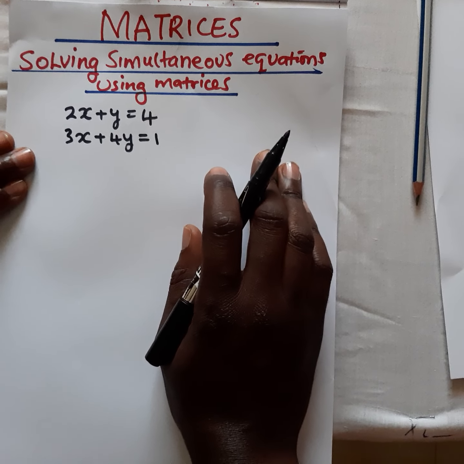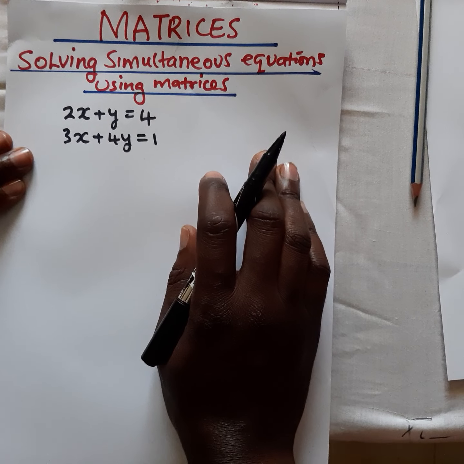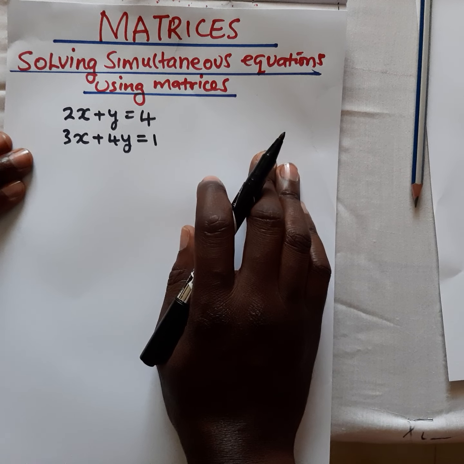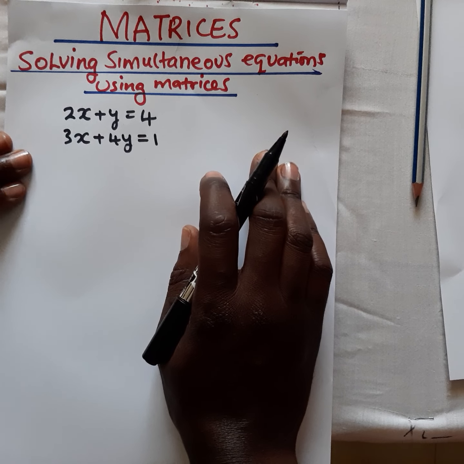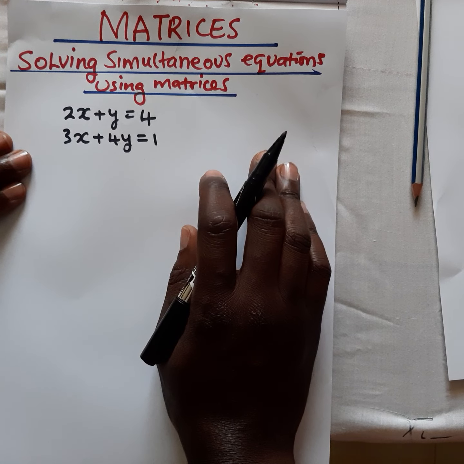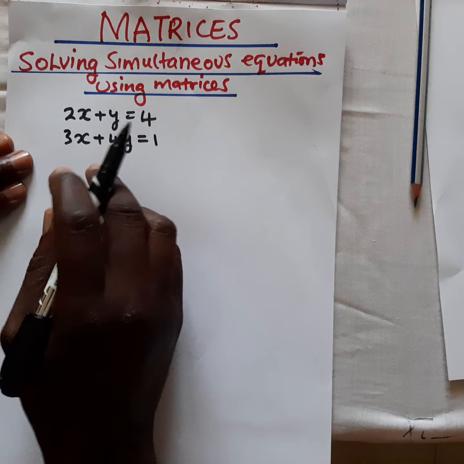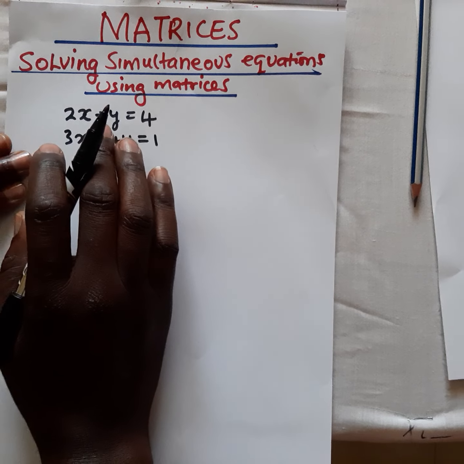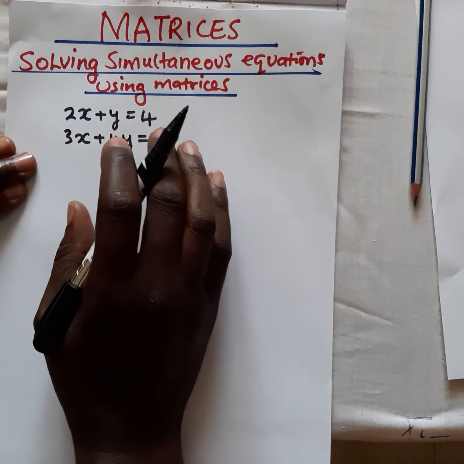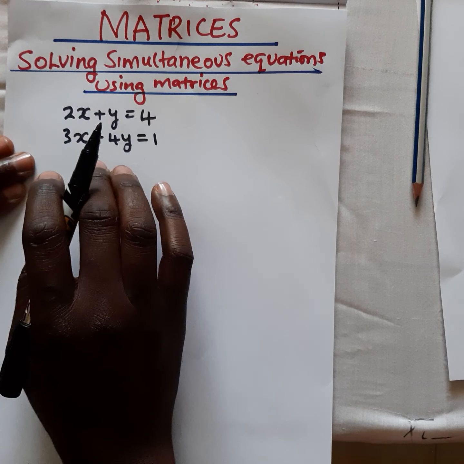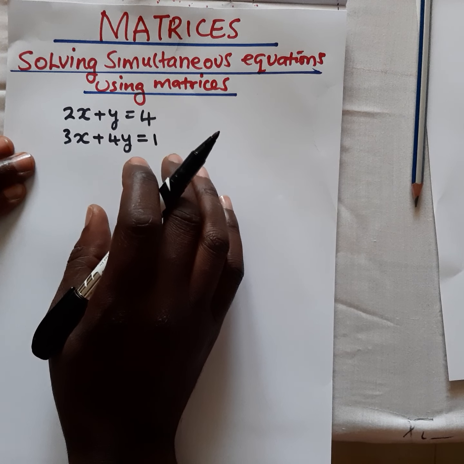In this video, we are going to learn how to solve simultaneous equations using matrix. Now, before we begin, we have 2x plus y equals 4, and we have 3x plus 4y equals 1.